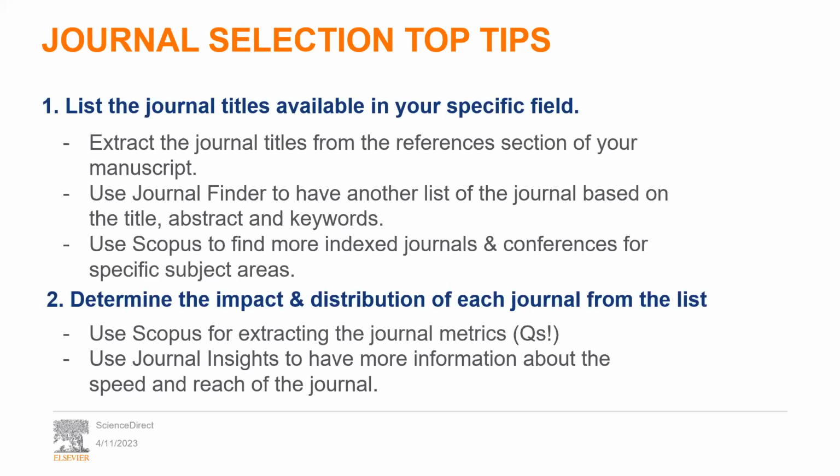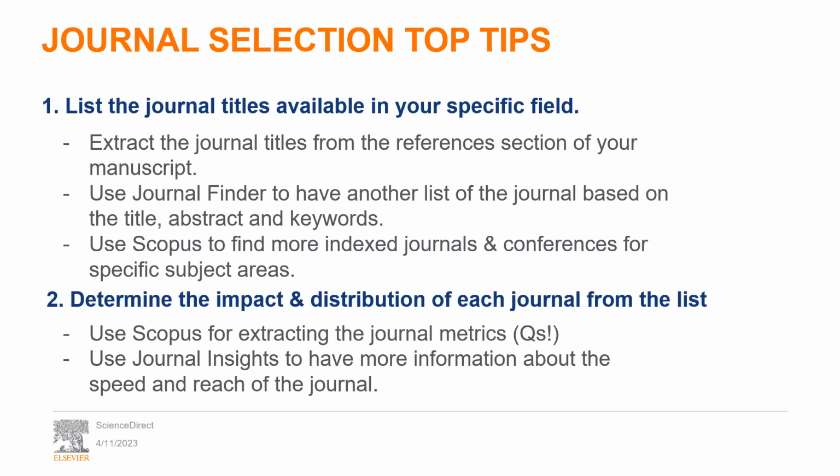The second step is to use what is called the journal finder. I have a draft of my manuscript. I have a title, abstract, and keywords. So I will use the journal finder to have another list of journals based on the title, the abstract, and the keywords. And maybe you will have an overlap between the list that comes out of the journal finder and the list you have grabbed from your manuscript, and that will be okay. So we can just do the filtration between these two lists to have the final list of the journals.